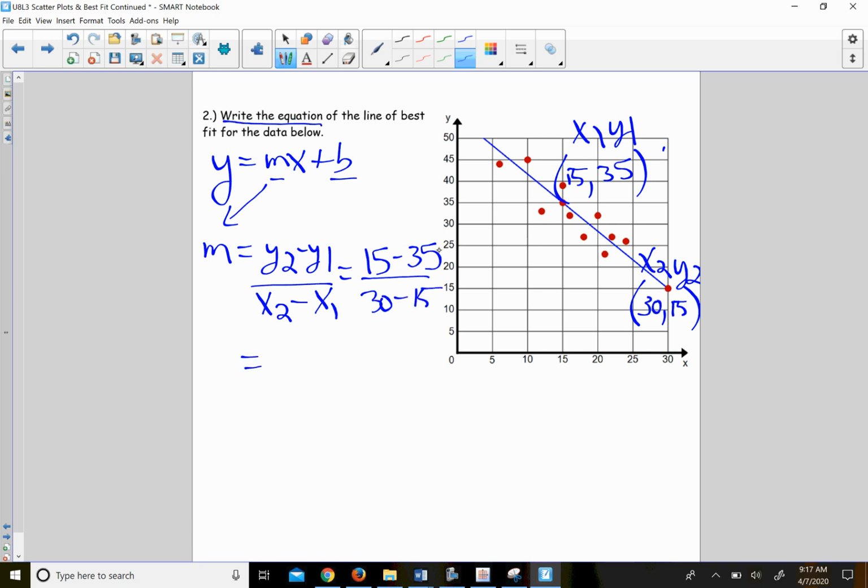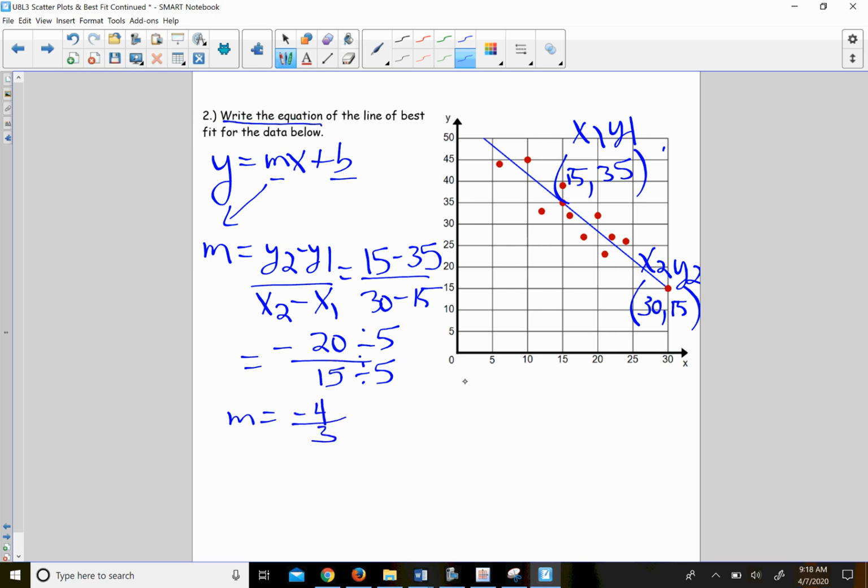So I'm looking at 15 minus 35, that's going to be negative 20, over 30 minus 15, which would also be 15. Since negative 20 and 15 both end in 5 and 0, I can divide each piece by 5. So I'm looking at a slope of negative 4/3.